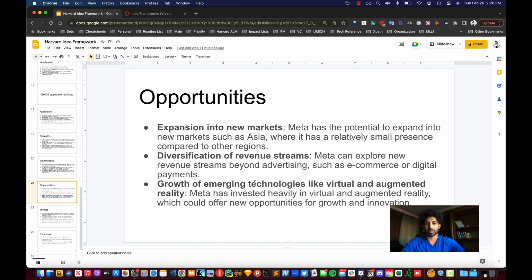Focusing too much on advertising is a double-edged sword. And also focusing on emerging technologies like virtual and augmented reality could be the future of the company as it moves on to build the next innovative platform for social collaboration.